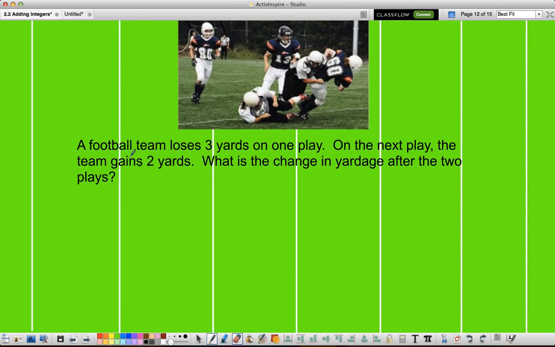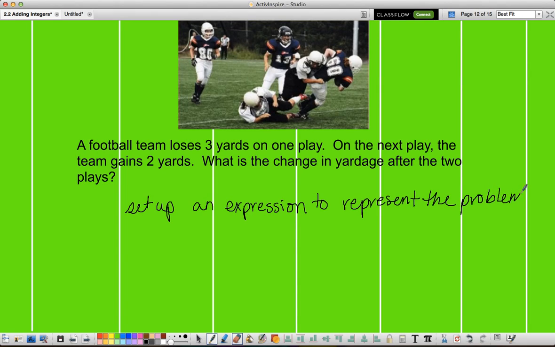All right, so we have a couple of problems here. And what I would like you to do is set up an expression to represent this problem. So you have to have two things. You have to have the expression, and then I'd like you to answer. So expression, answer. And I want you to pause and try this, and then when you come back, we'll check your work.